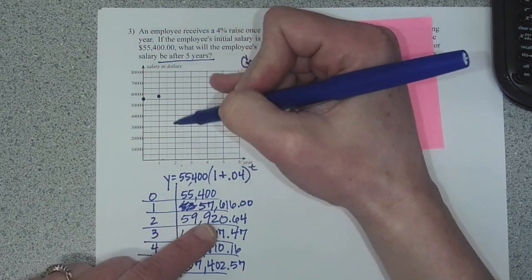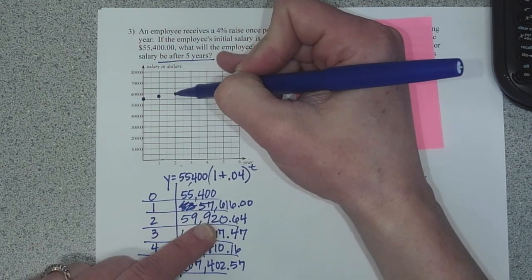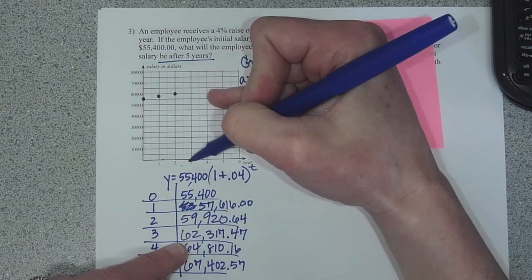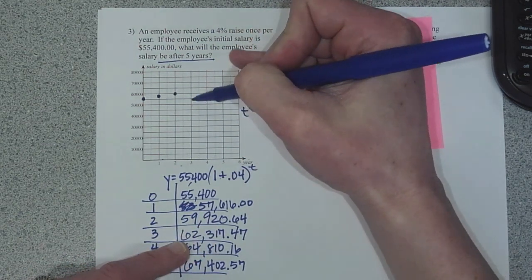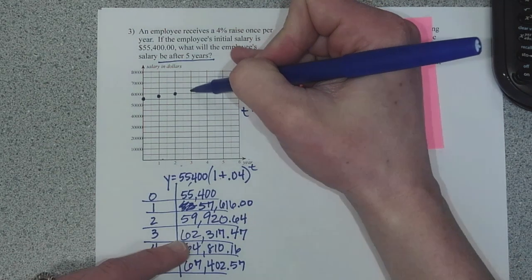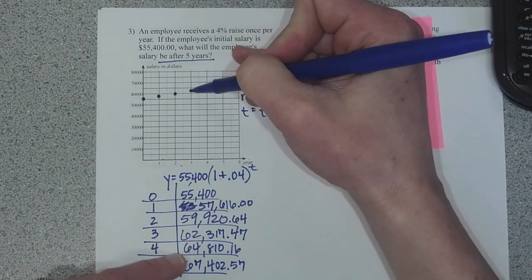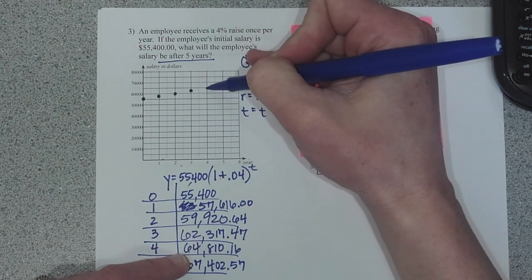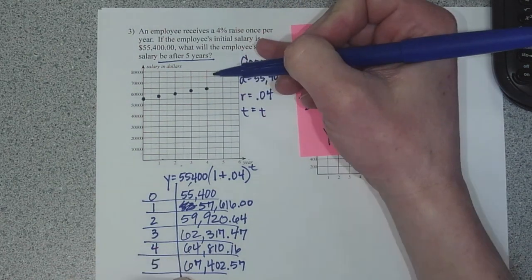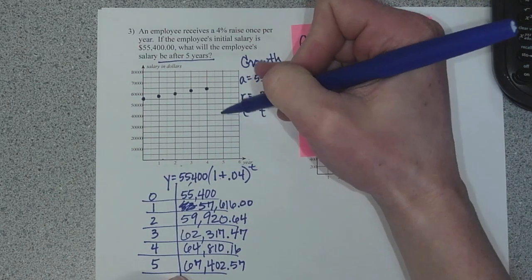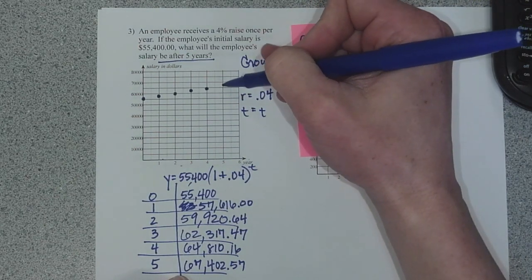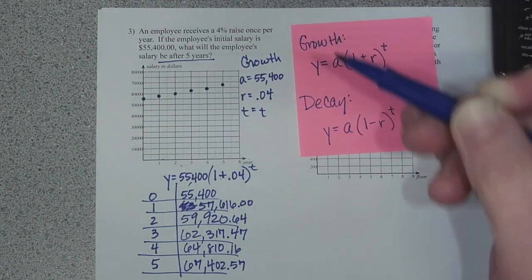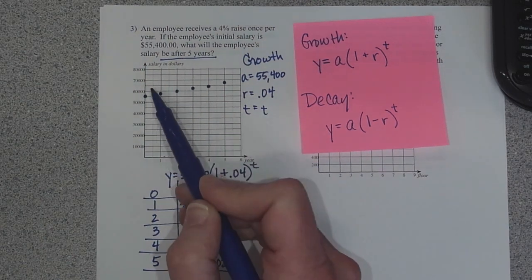And now we're getting really close to 60,000, so I'll put it right here. And then for 3 years, 62,317. That's going to be about right there. And then 4 years, 64,810. It's getting really close to the 65 mark. And then for 5 years, 67,402. About like that. And there is your graph.